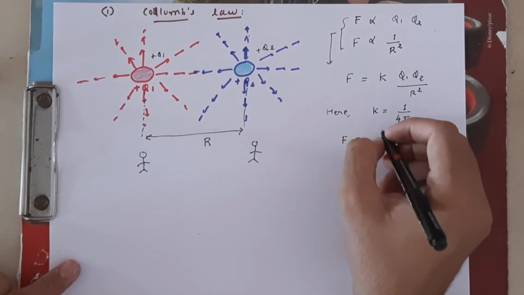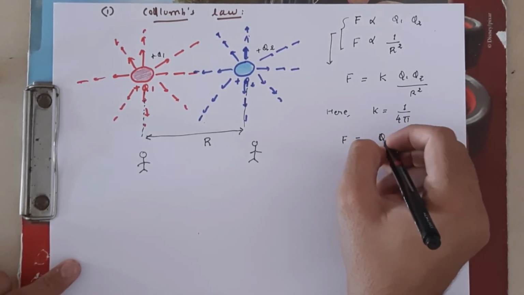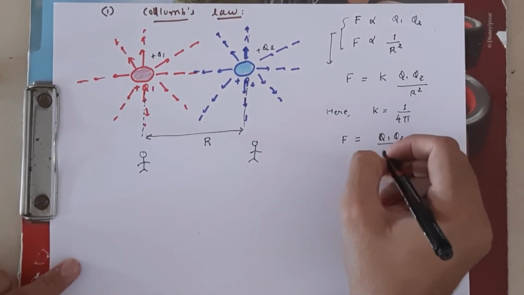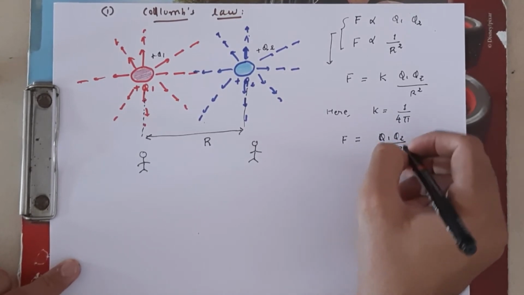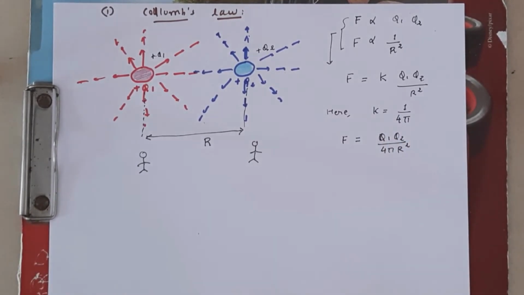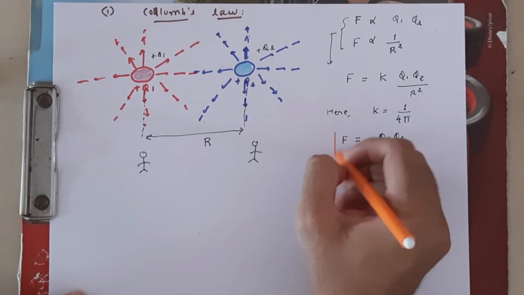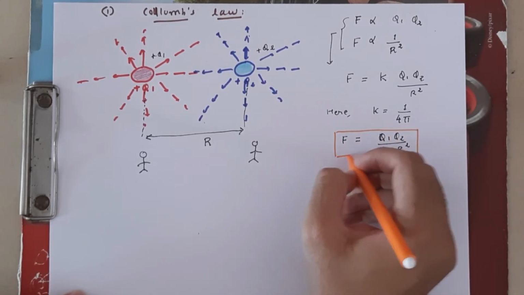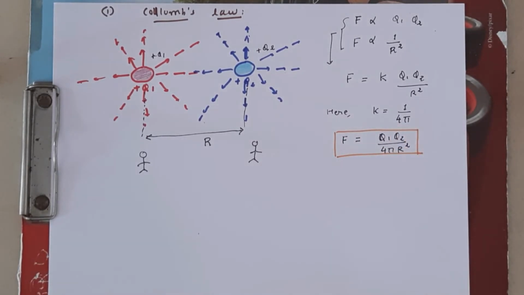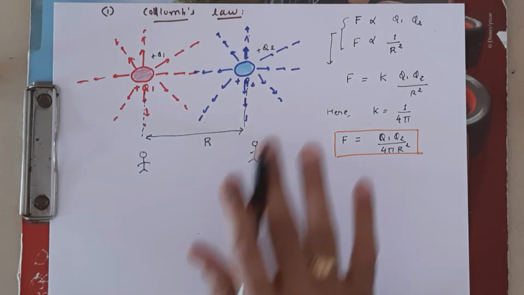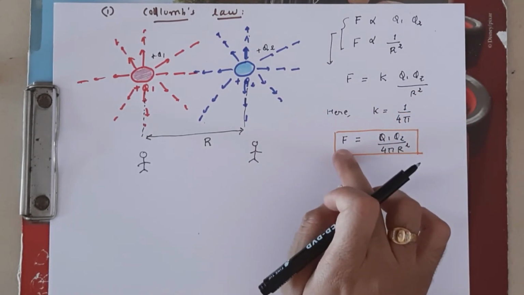So force F is equal to Q1 Q2 upon 4 pi R square. This is the equation of force between two charges. So the force between two charges is directly proportional to the magnitude of the charges, but it is inversely proportional to the square of the distance. Now, as we know, force is a vector quantity. In the first chapter we have to differentiate between a vector and a scalar quantity. So force is a vector quantity.